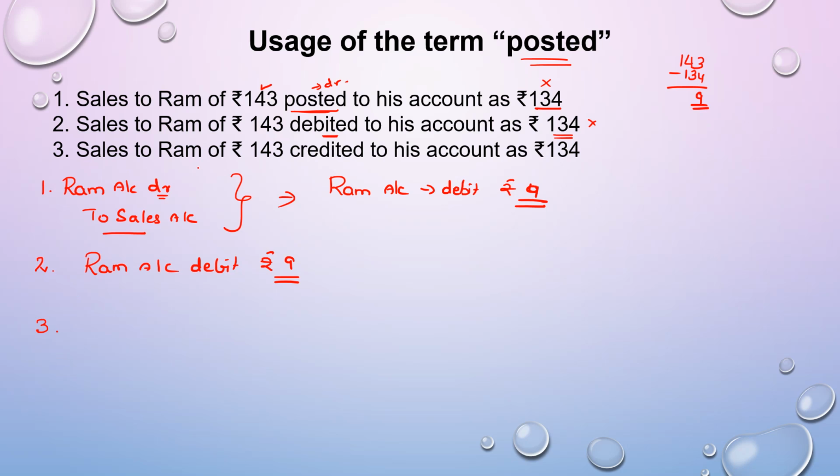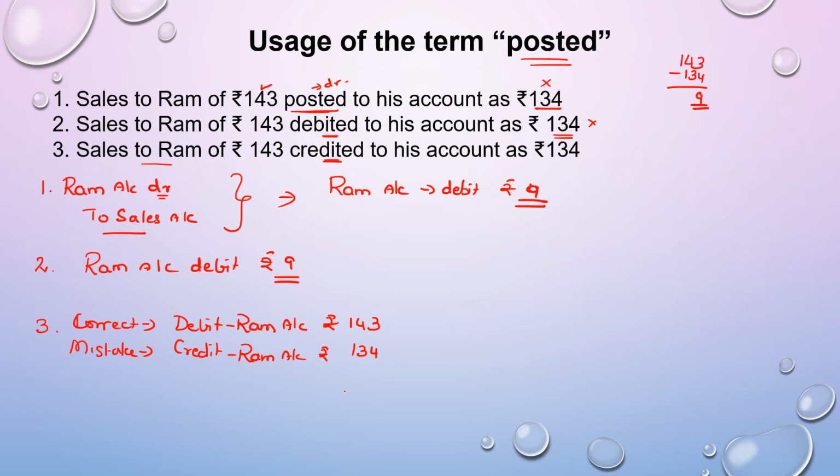Third one, sales to Ram of 143 credited to his account as 130. Now it is credited. But as per this transaction of sales to Ram, the entry would have been Ram to sales. We should have debited Ram. So the correct thing would have been you should have debited Ram account by rupees 143. But what has happened? The mistake that has happened is you have credited Ram account by a wrong amount.